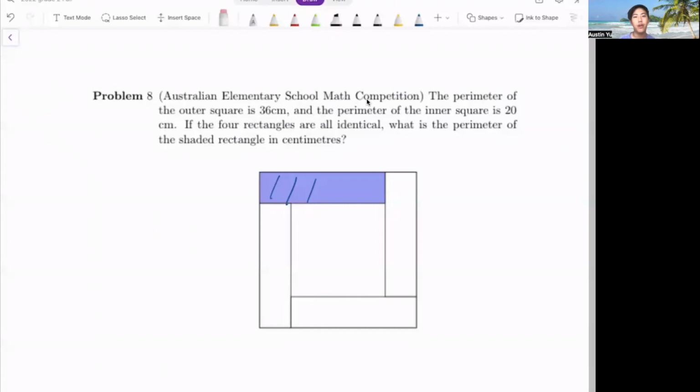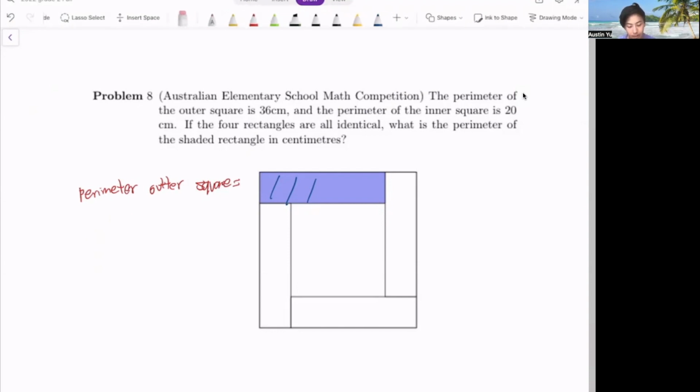Problem 8. The perimeter of the outer square is 36 centimeters, and the perimeter of the inner square is 20 centimeters. If the 4 rectangles are all identical, what is the perimeter of the shaded rectangle in centimeters? It says that the perimeter of the outer square is 36 centimeters. Since the four sides of a square are the exact same, we can divide this by 4. So 36 divided by 4, each side is 9. So 9, 9, 9, and 9.